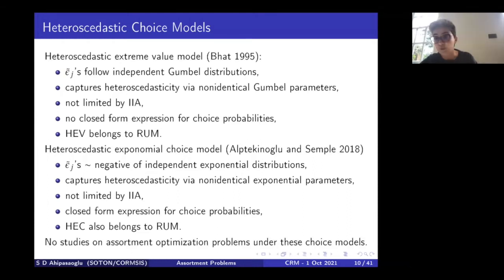So as far as we know, assortment problem is not studied under any of these heteroscedastic choice models. And we will study assortment under a different heteroscedastic model, but these are our benchmarks and that could be used alternatively. So I will look at the comparisons of our model with respect to these two.